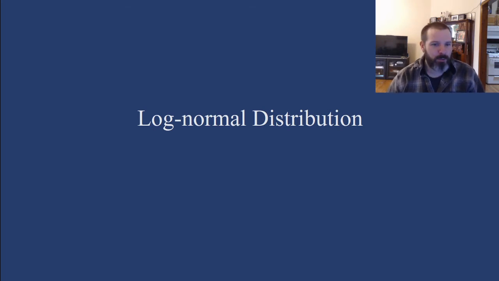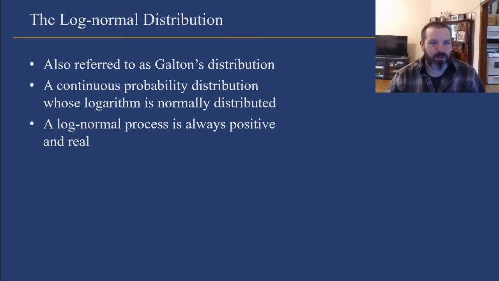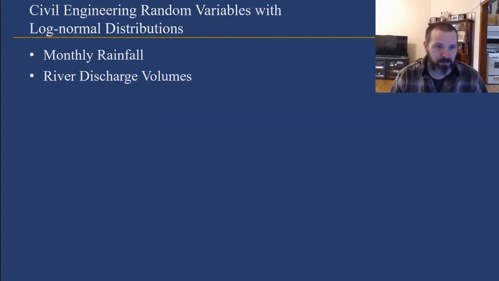The log normal distribution. The log normal distribution is just what it is. It is a continuous probability distribution whose logarithm is normally distributed. Some people also refer to it as Galton's distribution. An important thing about a log normal process is that it is always positive and real.